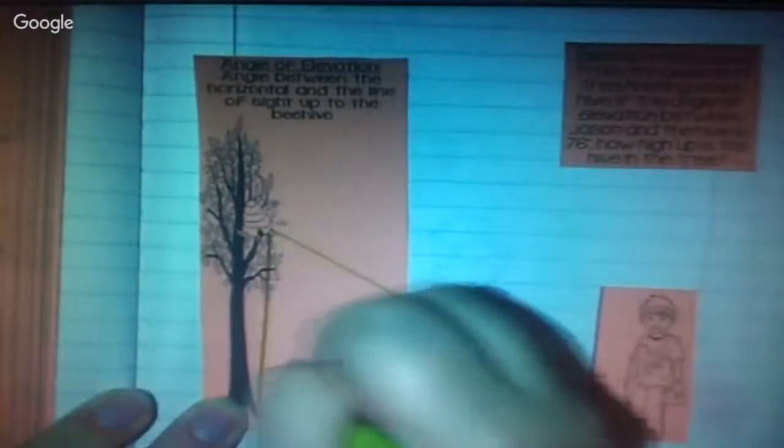So here's my right angle. Jason is 4 feet away. Where does that go? The bottom. That's my bottom. And then it says your angle of elevation is 76 degrees. It's going to be at the top, the side where it's going up. So this is why we teach you the words angle of elevation, because sometimes they'll just use it and you've got to figure out where it goes.